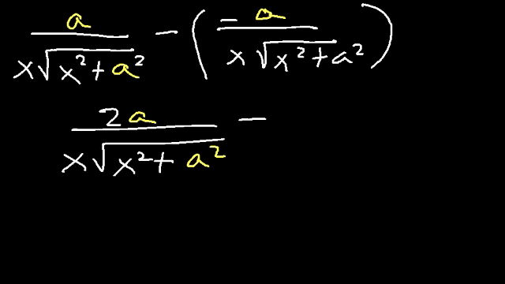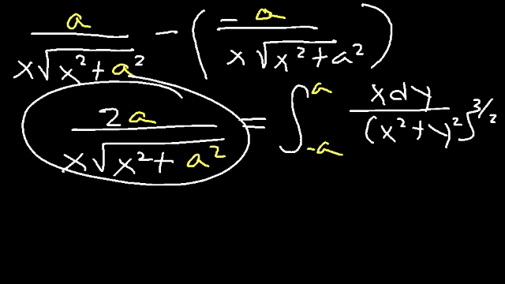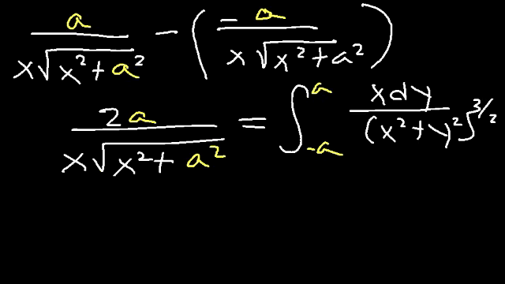Now keep in mind that this expression is equal to the integral from negative a to a of x dy divided by x squared plus y squared raised to the 3 over 2. So that's what this is equal to. It's equal to the value of this integral. Now let's go back to our original expression.